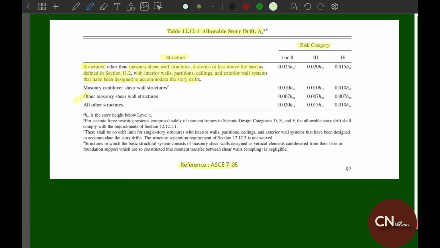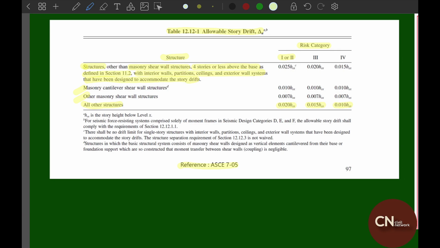The second category is the masonry cantilever shear wall structures, and the third category is masonry shear wall structures, and the rest of the structures will fall under the all other structures category. Here you will see that there is another element for which the allowable story drift is categorized. For occupancy category 1 or 2, the limit will be 0.02. For occupancy category 3, the limit will be 0.015, and for occupancy category 4, the limit will be 0.01. Now I will talk about the significance of these values.